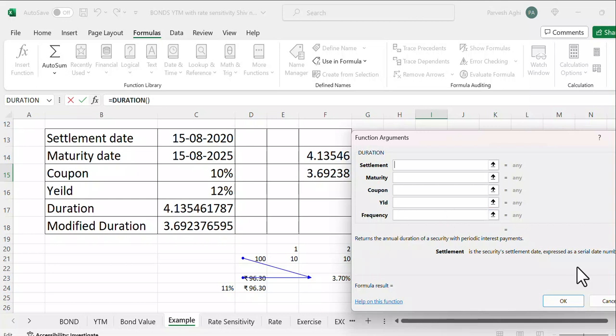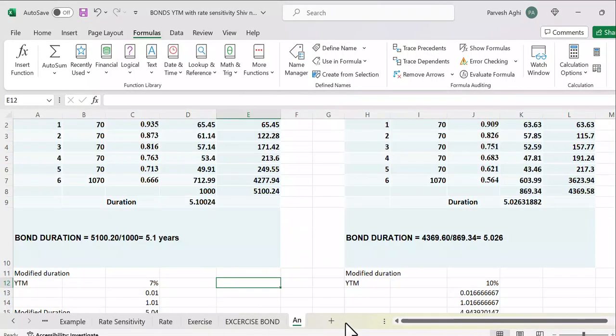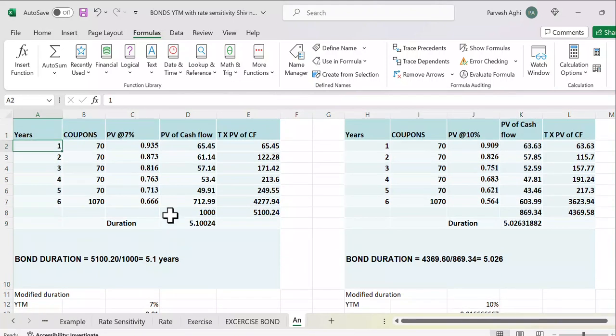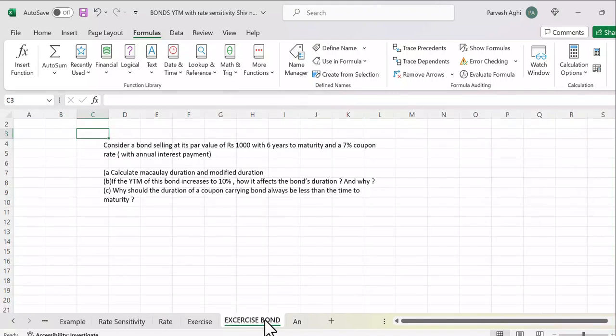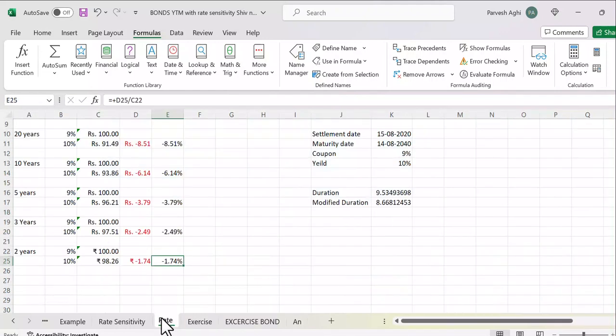Ab main aapko dikhata hu. That's why I just wanted to show a simplified version. Otherwise we can calculate the Macaulay's duration like this. There's a long formula. If I do the long formula, then you will come to know what all has been used to calculate the duration. I'm not doing it because it's unnecessarily going to take time and not serve any purpose. Just go through this exercise of this bond. Pankaj, just go through this and ask me the question after you're done. I'm not answering your question at the moment, because I just want to explain the concept and not go into the dynamics of the formula.